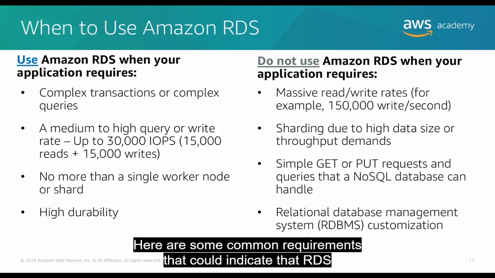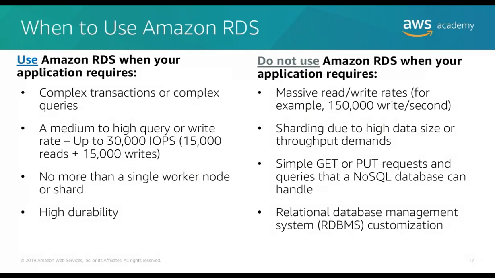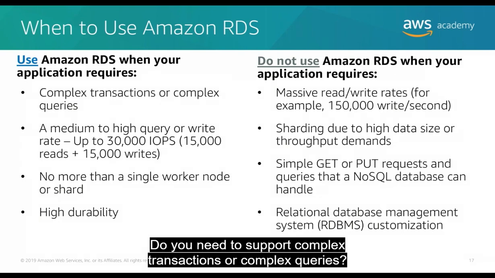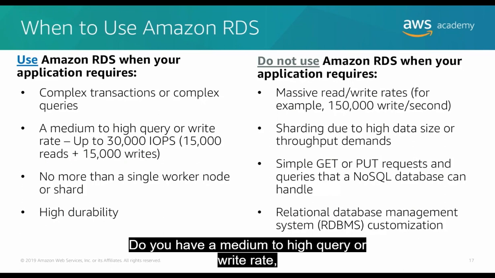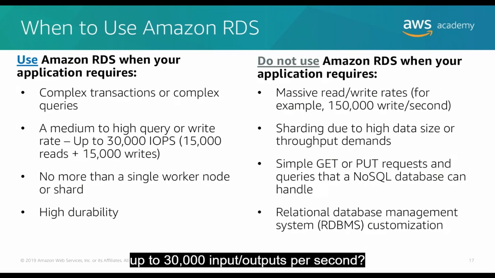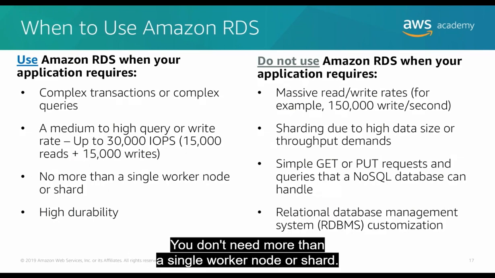Here are some common requirements that could indicate that RDS is the right solution for you. Do you need to support complex transactions or complex queries? Do you have a medium to high query or write rate, up to 30,000 input outputs per second? You don't need more than a single worker, node, or shard.